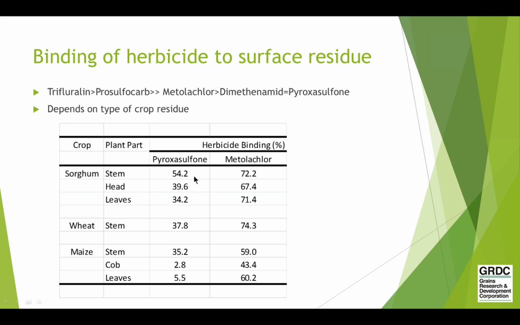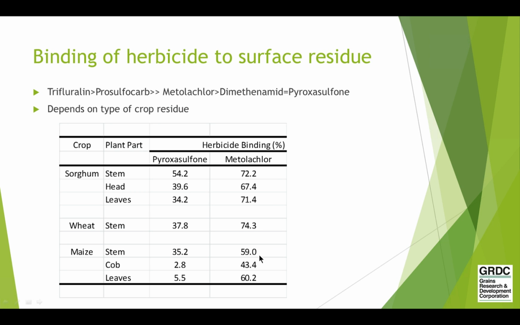So we see with pyroxasulfone and sorghum residue, it binds most tightly to the stem and less tightly to the head and leaves. On the wheat, we just had the stem, and in the maize, again, it was most tightly to the stem, very little to the cobs or to the leaves. Metolachlor, on the other hand, shows a similar trend, but not quite as great.